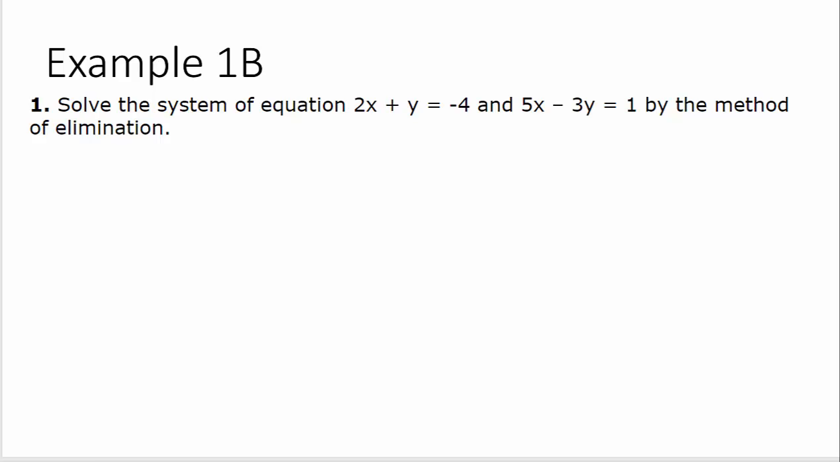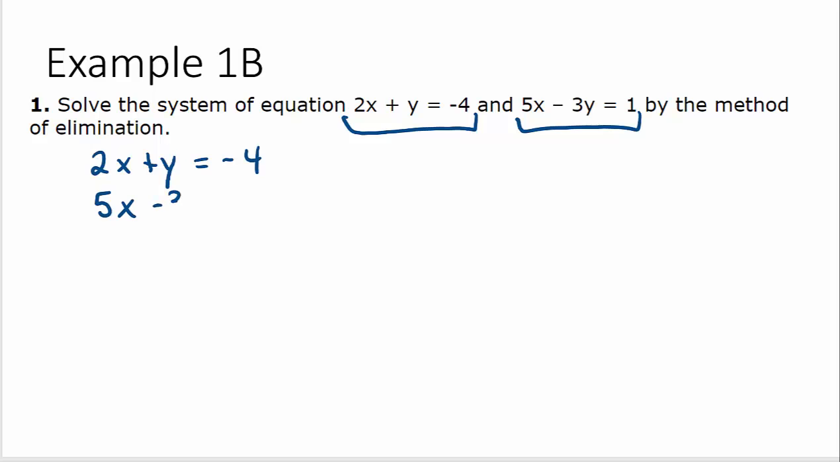In this example, we're going to solve the system by using the method of elimination. So again, we start with at least two equations. And so I'm going to rewrite them and stack them vertically. Now, the process of elimination means that we are going to eliminate one of the variables. And we do that by either addition or subtraction.